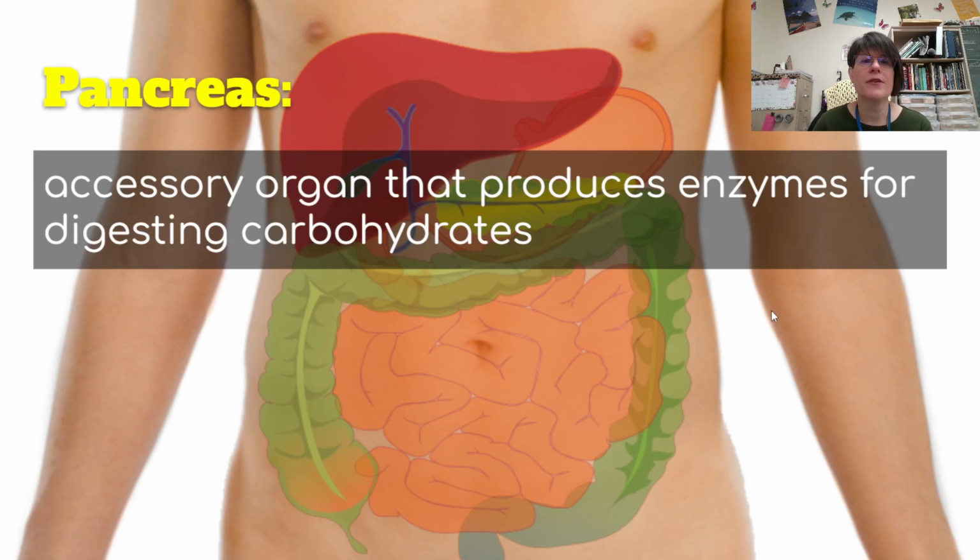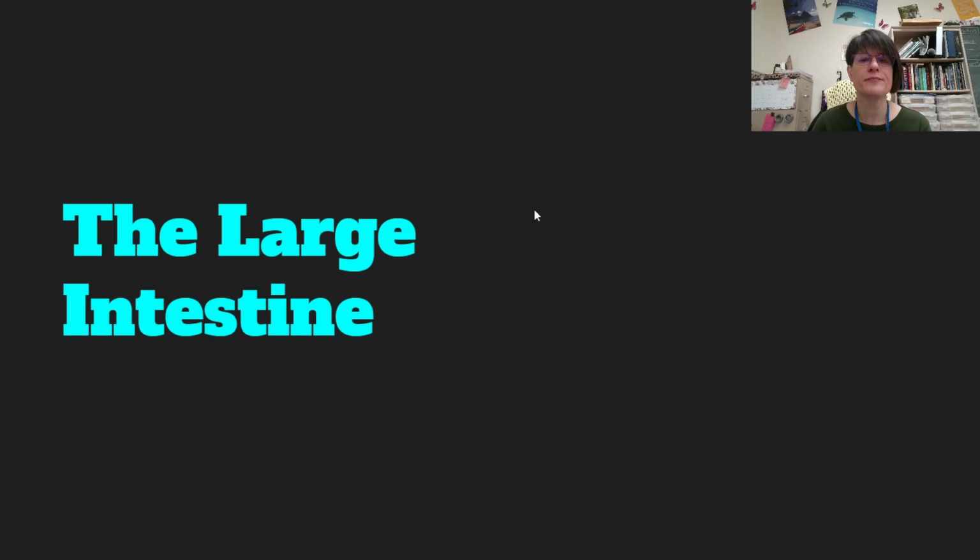There's also the pancreas. This is an accessory organ that produces enzymes for digesting carbohydrates. The pancreas is this green leaf-like looking thing off to the side here. It produces insulin. Okay, so that is a very important organ for maintaining our blood sugar levels. And we'll also talk about it more. It's also an endocrine gland in the endocrine system.